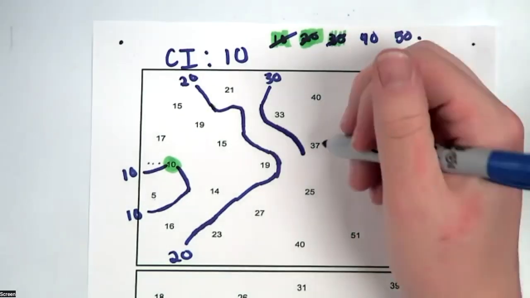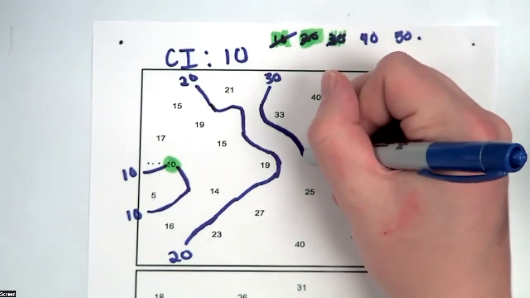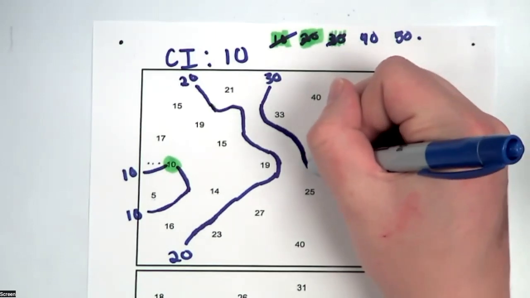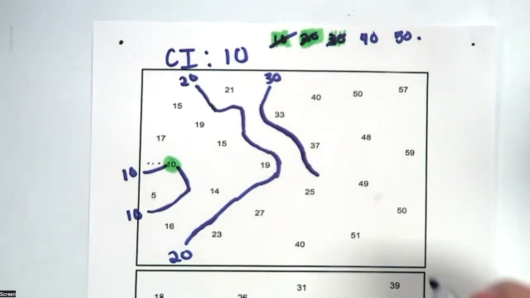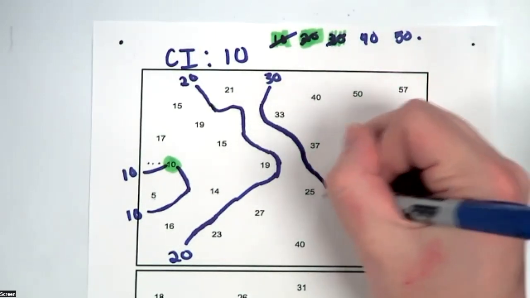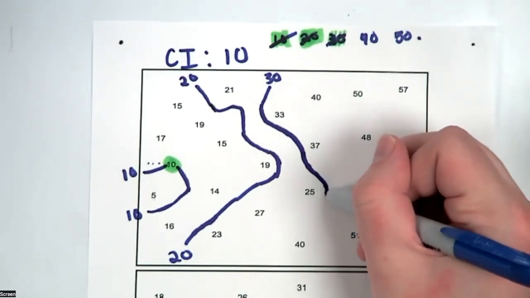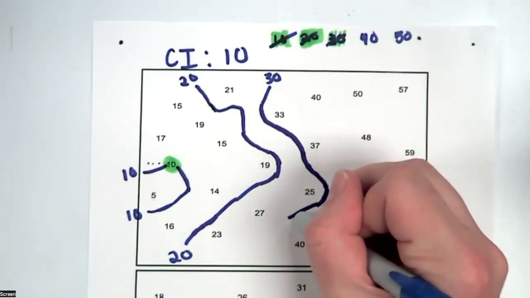Okay, I'm going to continue with mine now. I'm going to keep having that 30 go between 37 and 25, a little closer to the 25 side, definitely closer to 25 than 49. It's going to loop back around here.